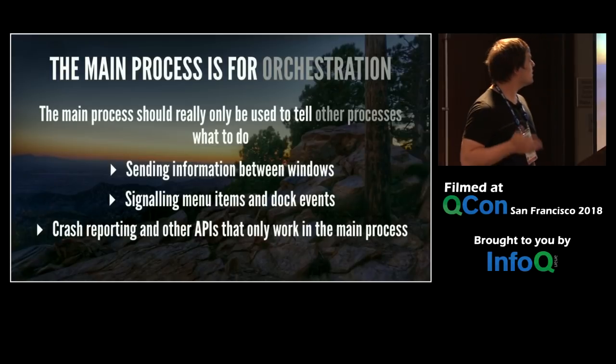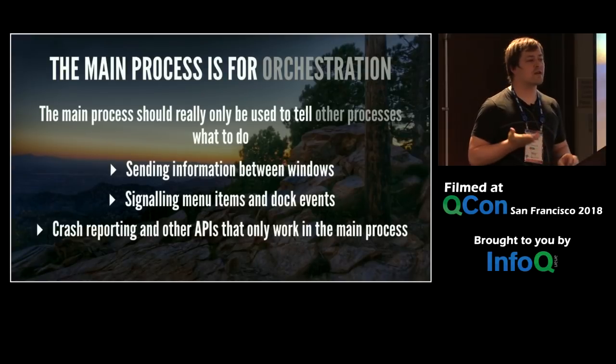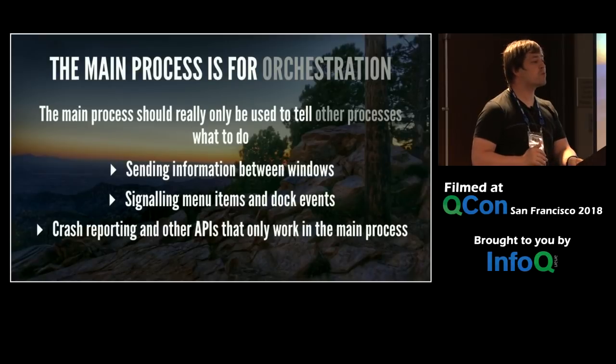The main process, really the only thing you want to do in there is tell other processes what to do. So it's kind of like a message bus, right? We're sending information between windows. If we have two windows and they need to share some kind of state, we'll send messages between them. Certain things you have to set up in the main process, which is kind of unfortunate, but it's how it works. For example, menu items: because the main process owns the window, it also owns the menu associated with the window. So menus are in the main process. We have to tell the window render process about these events. So a lot of what you'll do in the main process is just routing messages, sending them back and forth.